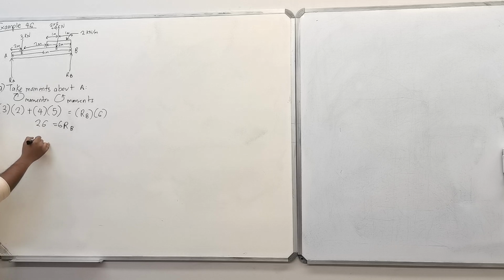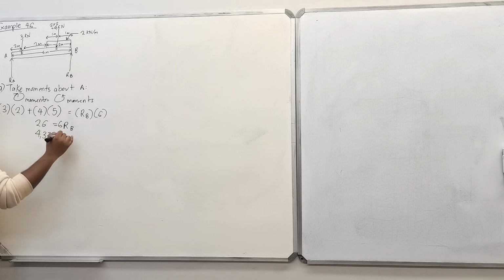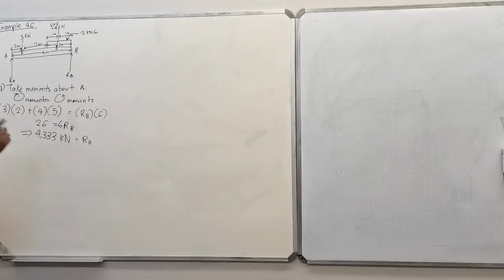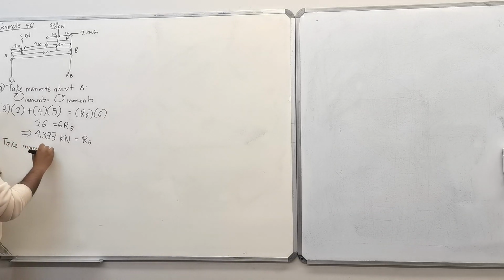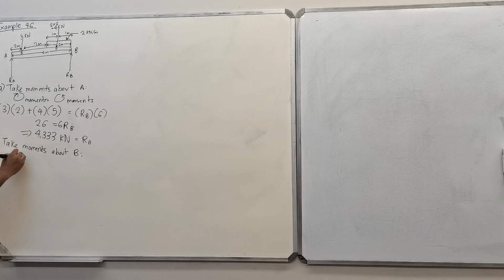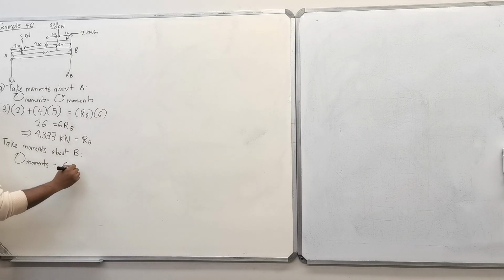So 26 over 6 is 4.3 recurring kilonewtons, which is equal to reaction force B. Then you say take the moments about B. Okay. Clockwise moments is equal to anti-clockwise moments.